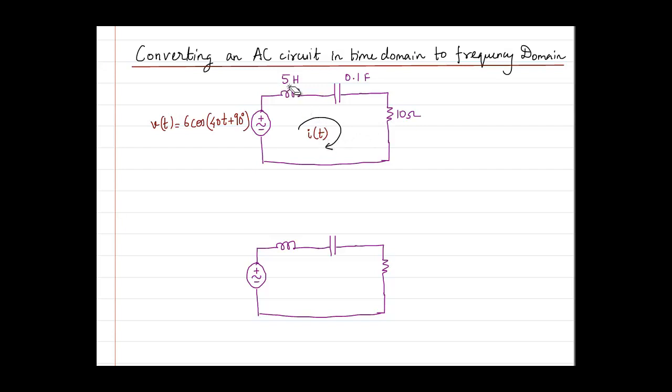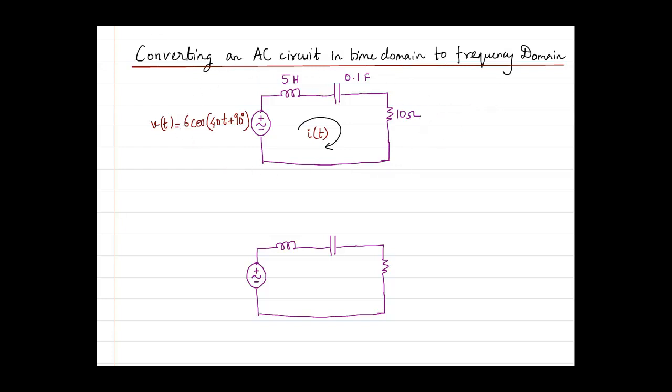And here you can see it is 5 Henry, 0.1 Farad, 10 ohms. If I have to calculate this, then I have to use integration, differentiation, everything. But thanks to frequency domain calculation, there is no need to do integration, differentiation. We can totally do away with that complex calculation by converting the AC circuit in time domain to frequency domain.